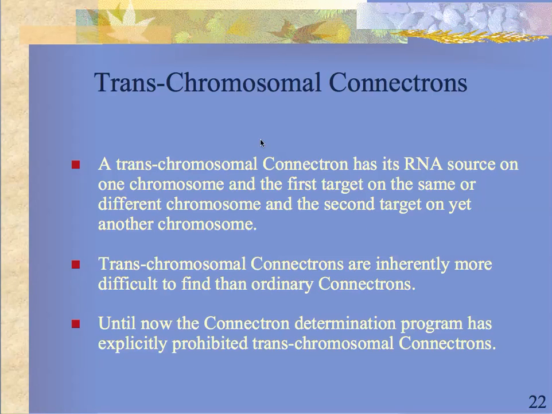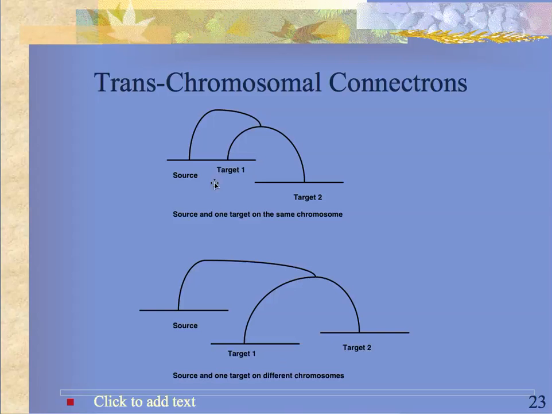So one of the other things, the logical properties, is the idea of a transchromosomal connectron. So until recently, I prohibited my program from finding these things because I didn't know what to do with them, and now I'm beginning to understand possibly what they could do. The program finds a lot of these transchromosomal connectrons, and it was because we were finding so many of them that I sort of cut them out arbitrarily. It turns out I shouldn't have done that.